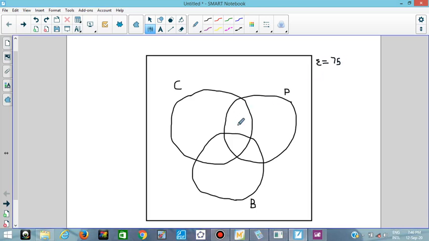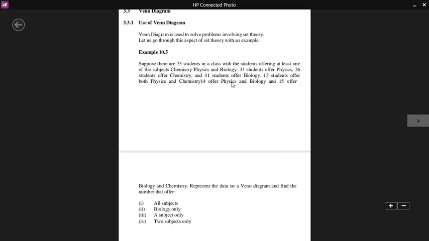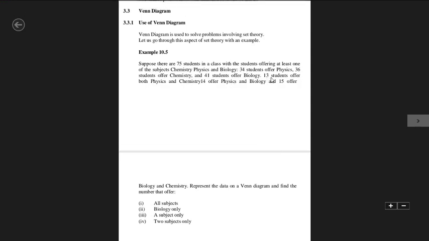So now, how are we going to distribute those numbers into this space? If you recall in the previous example I did, this is the number that connects the three of them. So the people that did the three subjects, chemistry, physics, and biology, they are going to be put in this place. So let's go to the question and see how many did all the three. So if you go through again, they now say 13 students offer both physics and chemistry. No, we don't need that one yet. 14 offered physics and biology. No, I don't need that yet. I need the one that did all the three. 15 offered biology and chemistry. No, I don't need that yet.